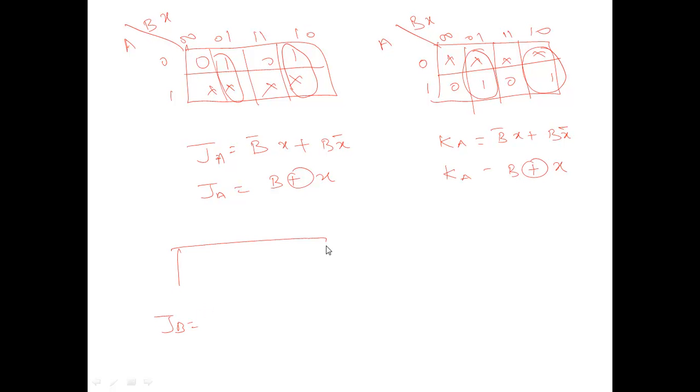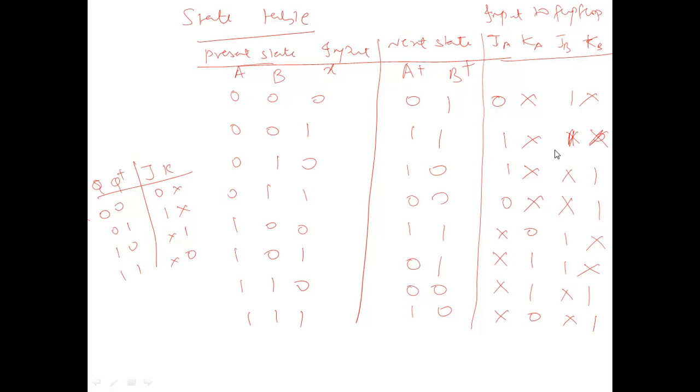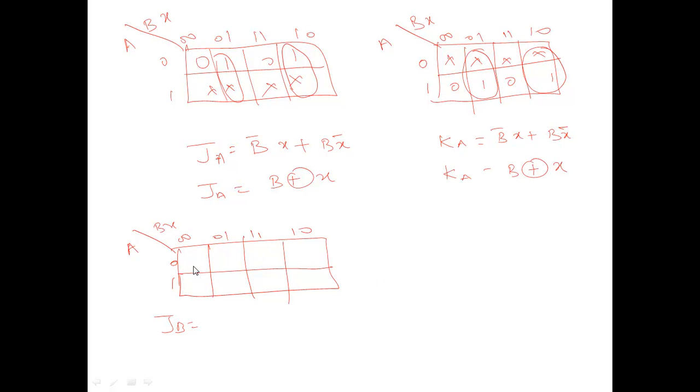Again for JB, a 3-variable K-map with A, B, X. So you see the column of JB. You have 1, 1, X, X, 1, 1, X, X. So directly you can write 1, 1, X, X, 1, 1, X, X. So X is a don't care condition. You can combine all these things and it is equal to 1. Okay, similar way you can complete for KB also.